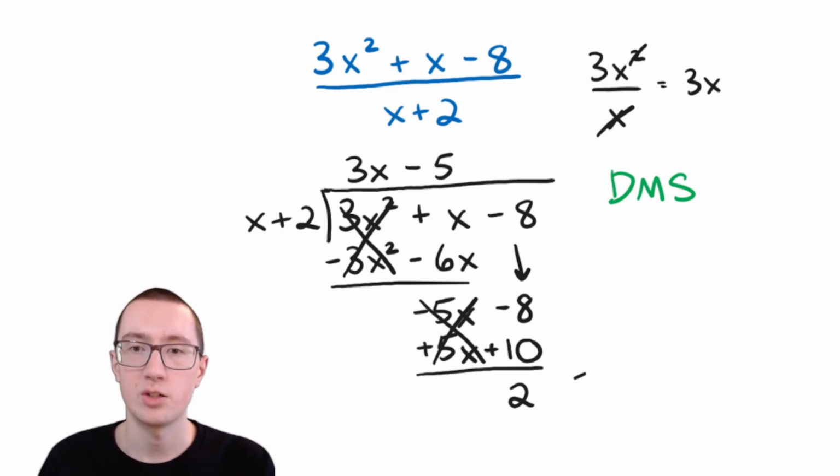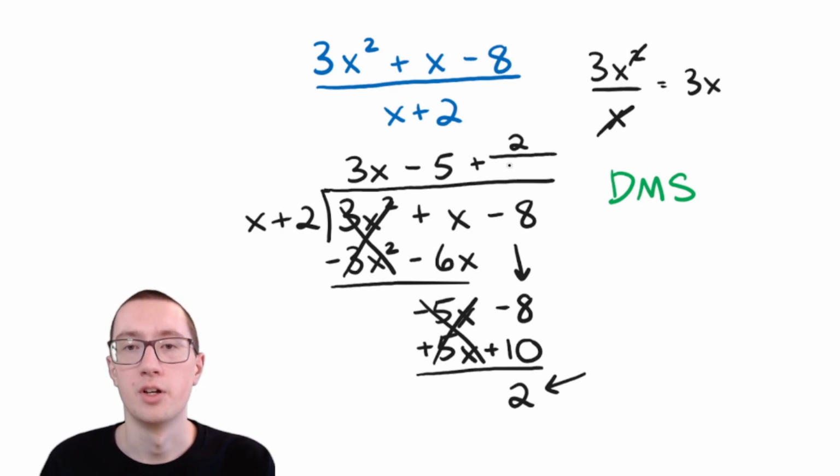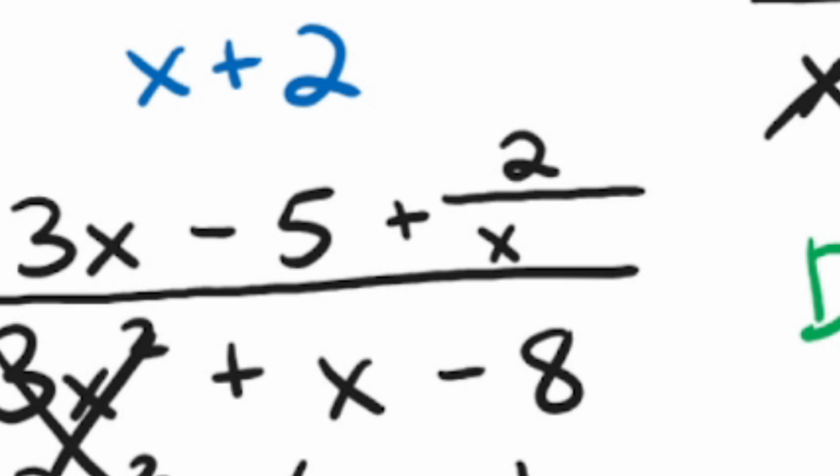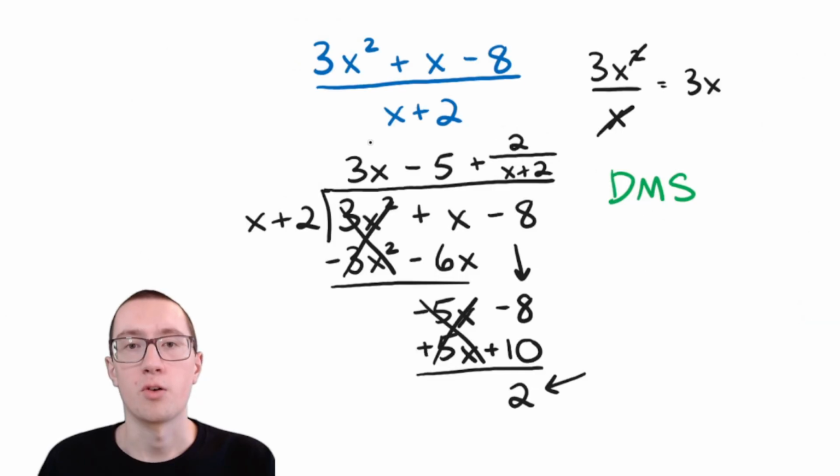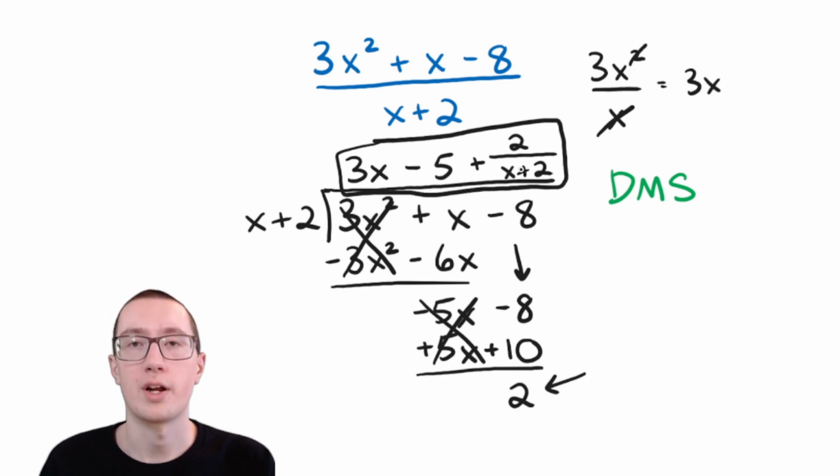But before we had a 0 here. Now we have a 2. So our remainder is 2. So what do we do with the remainder? Well, we're just going to take our remainder and we're going to add it as another term in our answer. But it's going to be 2 divided by whatever is here on the outside of our division problem. In this case, it's x plus 2. So it's going to be 2 divided by x plus 2. So there you go. Our final answer is 3x minus 5 plus 2 over x plus 2.